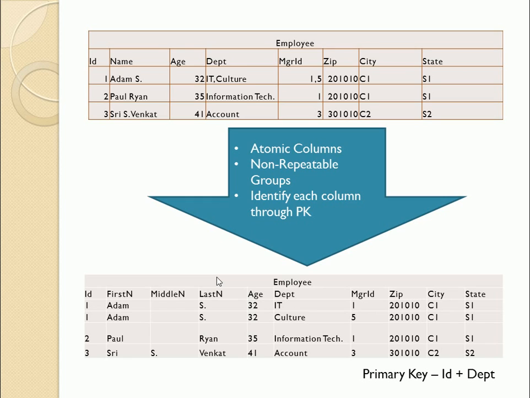So for a first normal form table, we should have atomic columns. We should have non-repeatable column groups, and we should be able to identify each row through a primary key. Here it is stated as column, but read it as row. So we should be able to identify each row through a unique primary key. Here, the primary key is the department and ID columns.